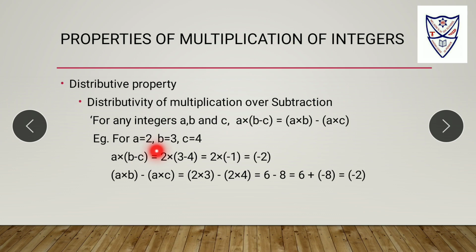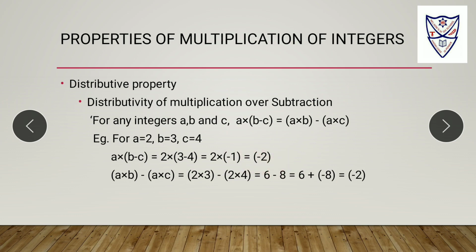Let's take a equal to 2, b equal to 3 and c equal to 4. Now a multiplied by (b minus c): take the values of a, b, c and put them inside. So we will get 2 multiplied by (3 minus 4). First of all, we will solve this bracket. 3 minus 4 means 3 plus (minus 4), which is equal to minus 1, and 2 multiplied by minus 1 is equal to minus 2.